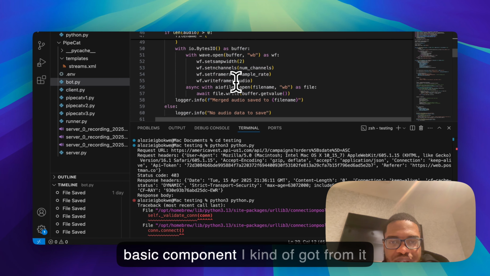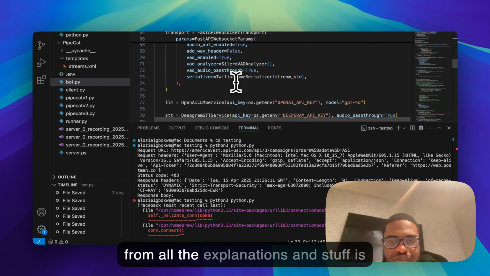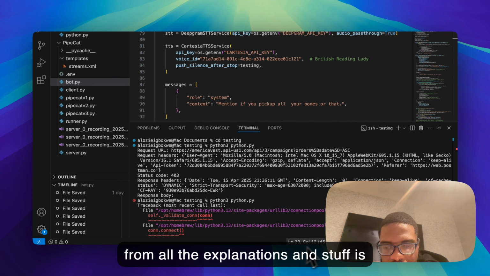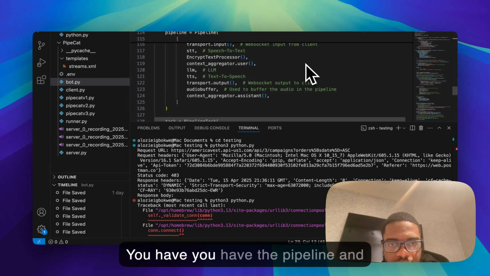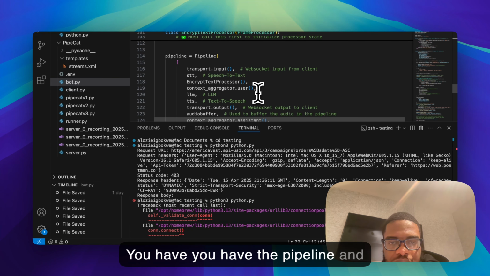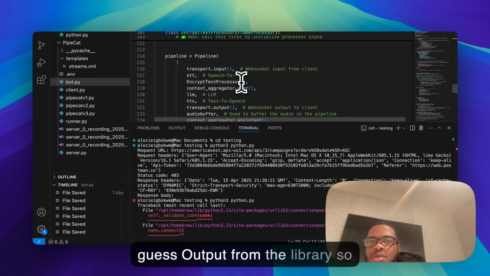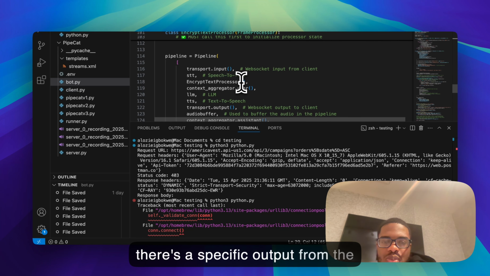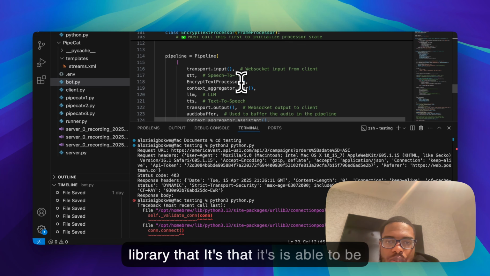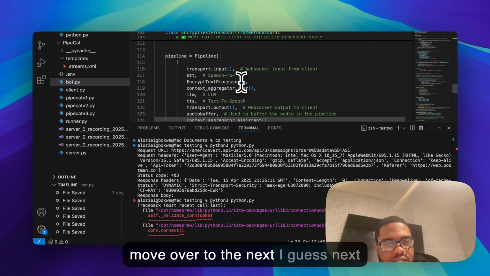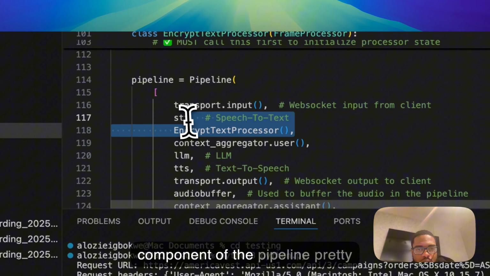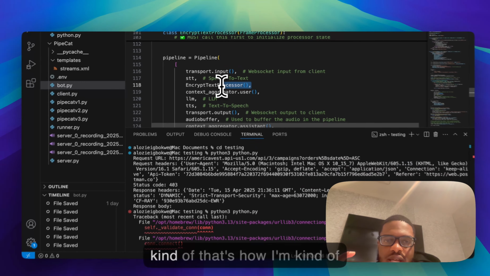The basic concept I got from it, from all the explanations, is that you have the pipeline, and every output from a library, so there's a specific output from the library, is able to be stored in a certain specific value and moved over to the next component of the pipeline.